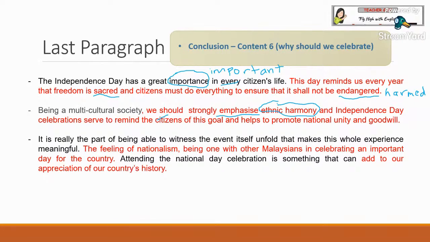and Independence Day celebration serve to remind the season. Remind means mengingatkan, okay, of this goal and helps to promote national unity and goodwill. Goodwill means friendship among us. Unity is perpaduan dan persahabatan. Okay, or you can write the third example.